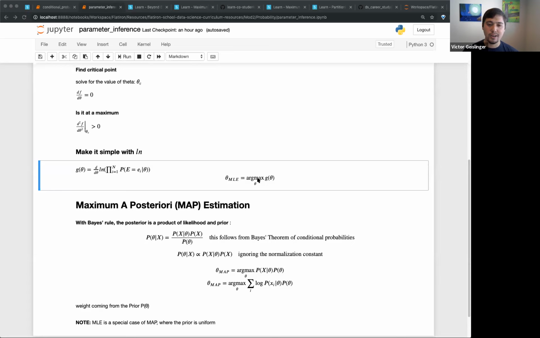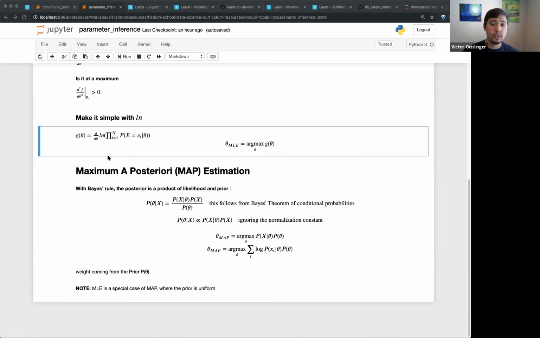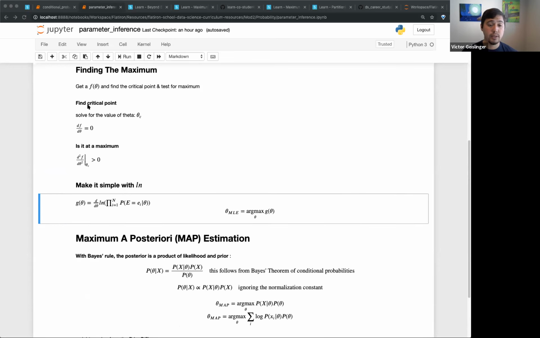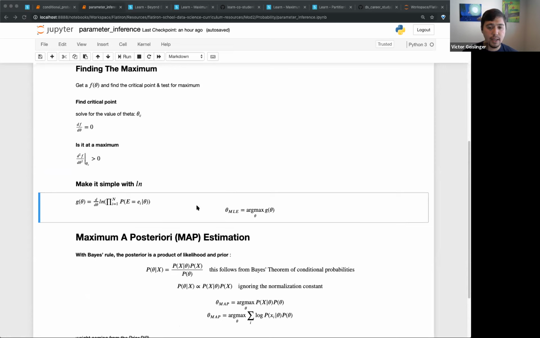Again, the main thing is that you're trying to find the maximum value of theta, and this is a nice shortcut. You could do it this way, there's no reason why you couldn't do it with the function here. But since we're going to do it at the same time, probabilities are always going to be multiplied. If you take a log, it just means we get a summation instead of a product.